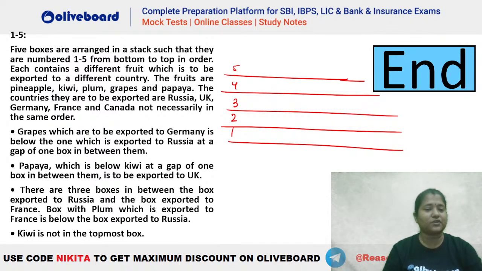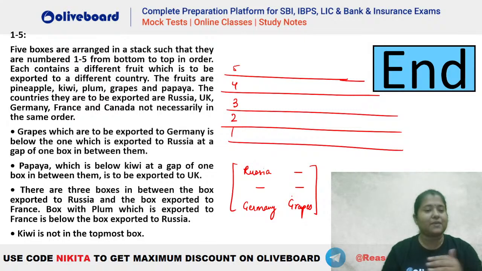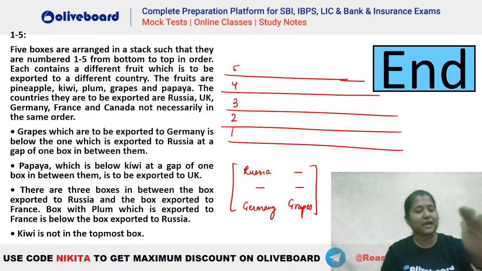Grapes which are to be exported to Germany is below the one which is exported to Russia at a gap of 1 in between them, right? So that means grapes Germany has to be below Russia, right? Let's say if we have Russia here, we do not know which fruit is here. Russia is this one. So we will have one box between them, and then we will have your Germany and grapes, right? This is the structure. That is, there is one box between them, and grapes which are to be exported to Germany has to be below Russia, such that we have one box between them.